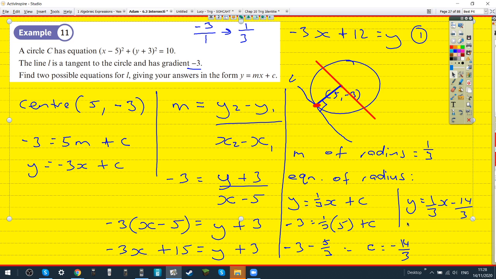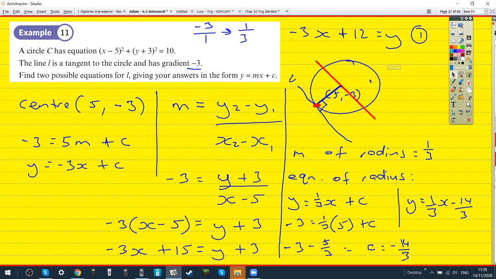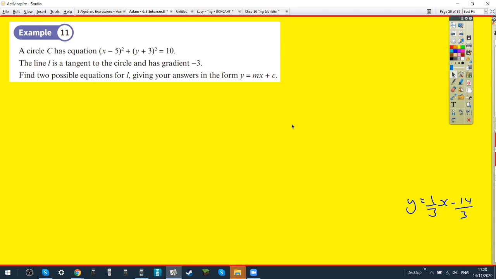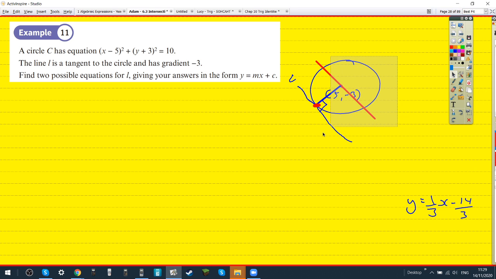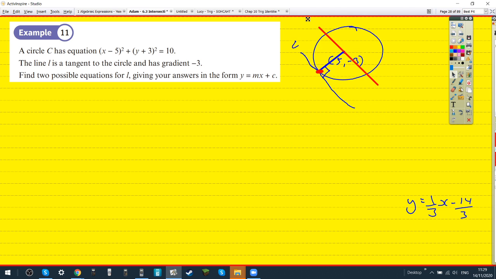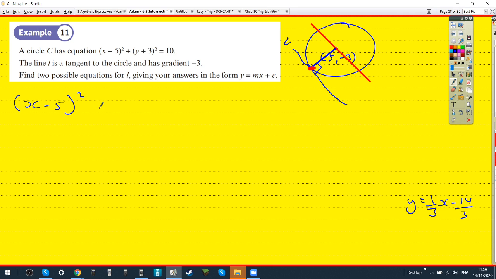Will we just put that in? Y equals 1 over 3x minus 14 over 3. Put it into what? Could you put it into y equals minus 3x plus c? You would have to put it into the equation of the circle to find where they cross over, where they have the same x and y. So would it be x minus 5 brackets squared plus brackets 1 over 3x minus 14 over 3 plus 3 squared equals 10.